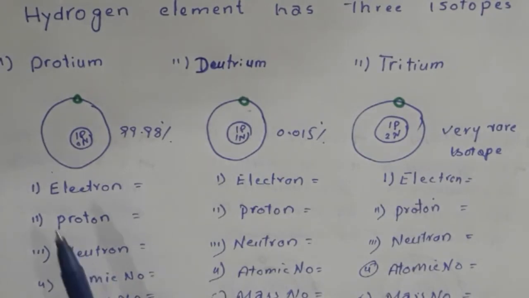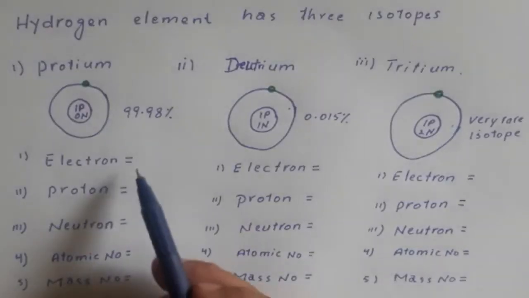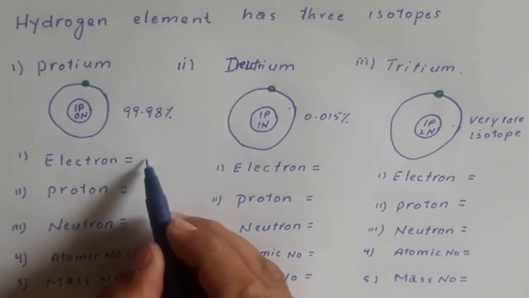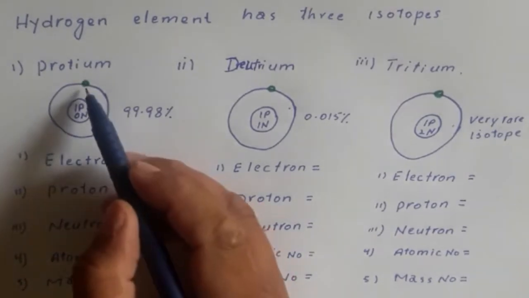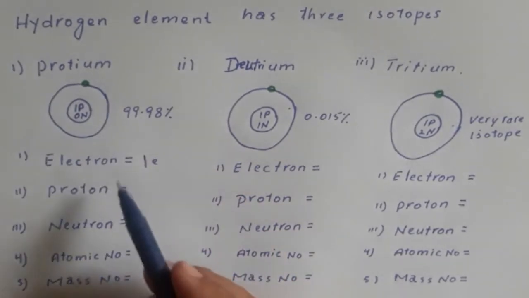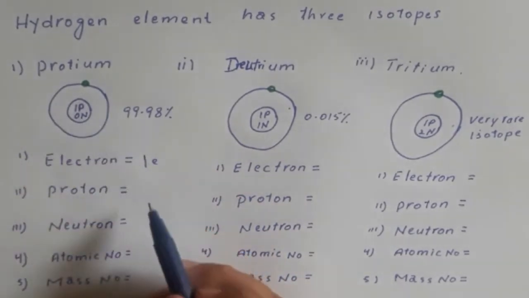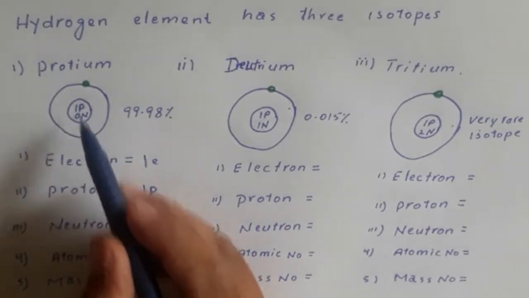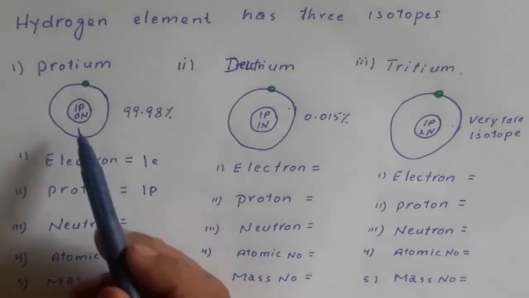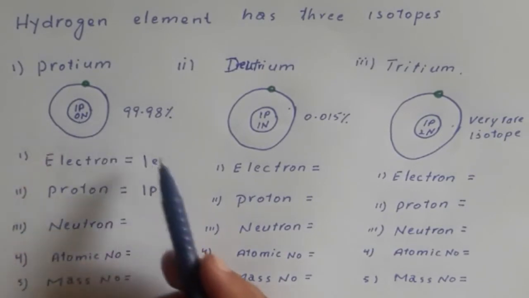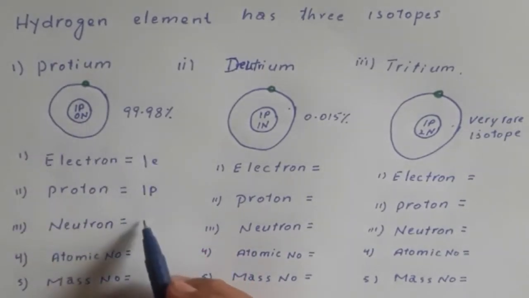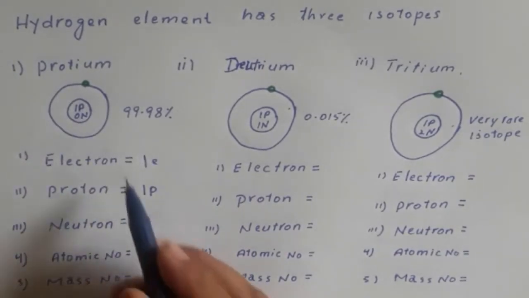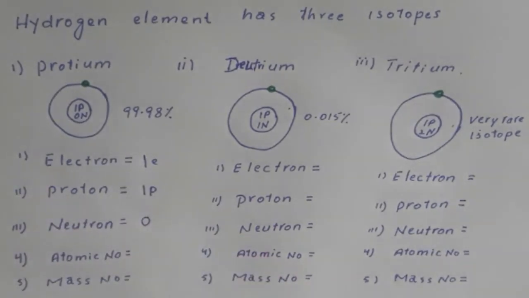Now let's discuss the structure of protium. The number of electrons present in the shell of protium is 1. Similarly, the number of protons present in the nucleus is also 1 proton. The number of neutrons present in protium is 0, no neutron. Therefore it is called protium because there is no neutron.